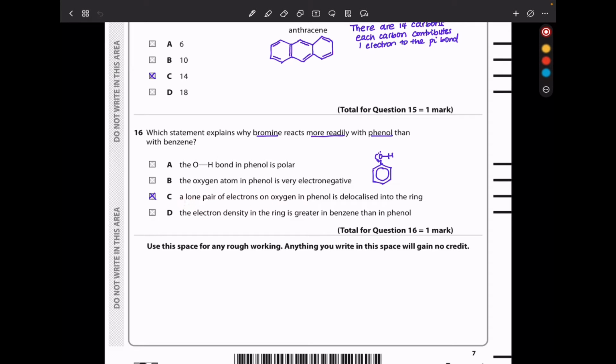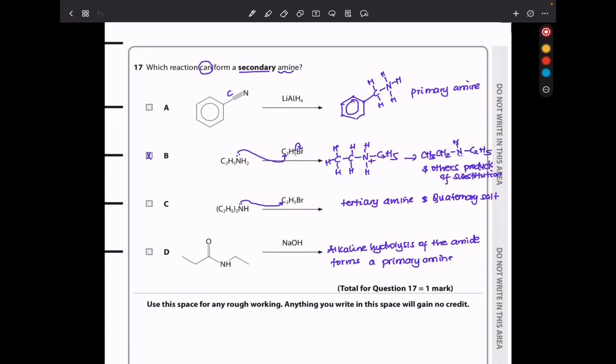A lone pair of electrons on oxygen in phenol is delocalized into the ring. This makes the ring more susceptible even to be attacked by weaker electrophiles like bromine, while with benzene, like I've already said, we'll need a halogen carrier creating a stronger electrophile for the reaction to occur. In question 17, which reaction can form a secondary amine?